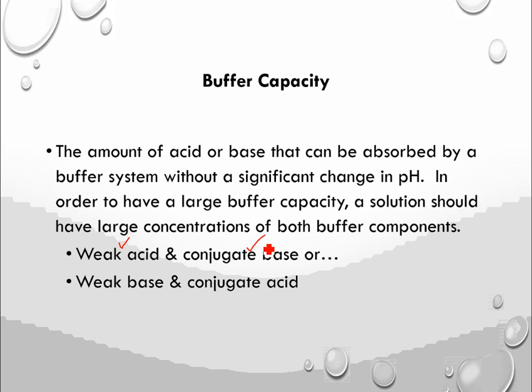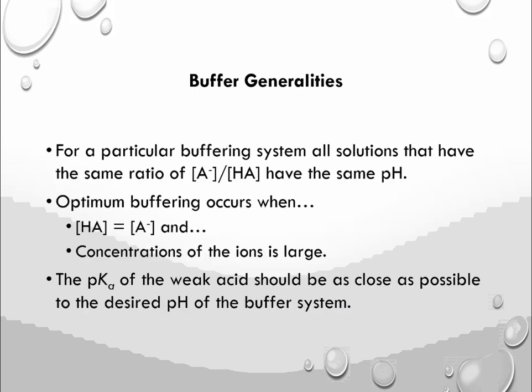Concentration of weak acid and conjugate base, and large concentration of weak base and conjugate acid for the opposite. What's not mentioned here is you want those values to be about the same. So generally speaking, for a particular buffering system, all solutions that have the same ratio of conjugate base and acid will have about the same pH. Now this means it's got to be acetate and acetic acid, or ammonia and ammonium, but it's got to be the same system. But if you keep those conjugate and acid concentrations the same, then the pH, regardless of what else is in there, is going to be the same.